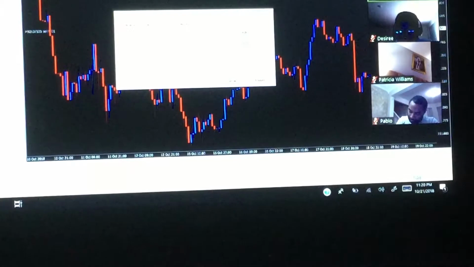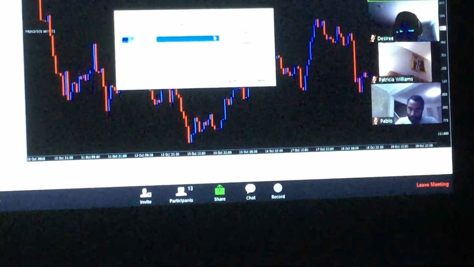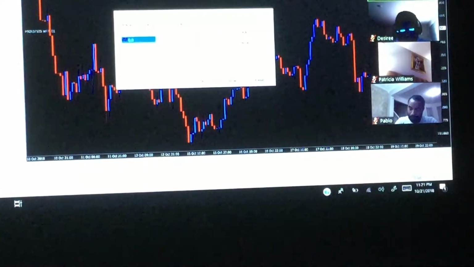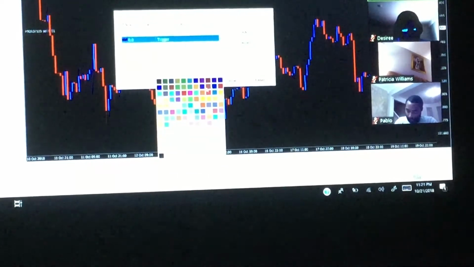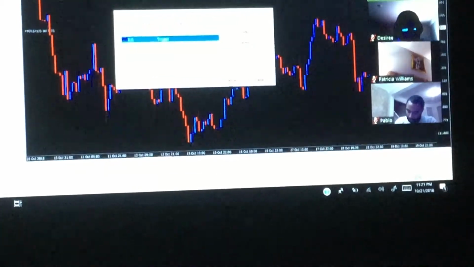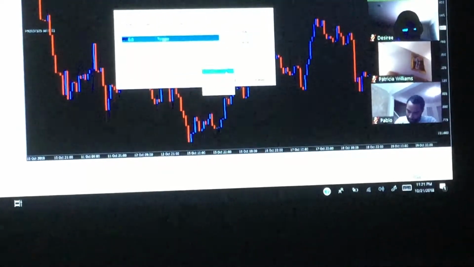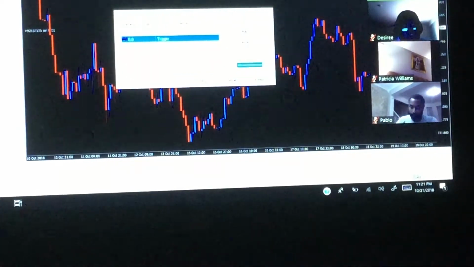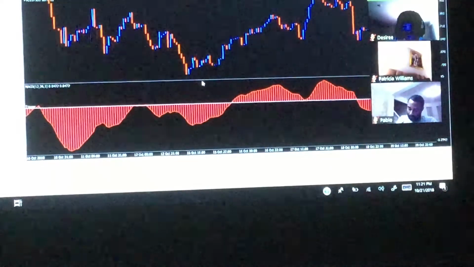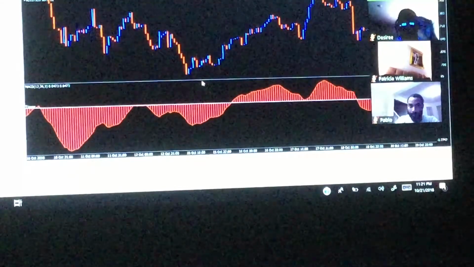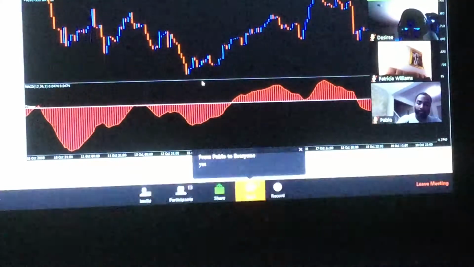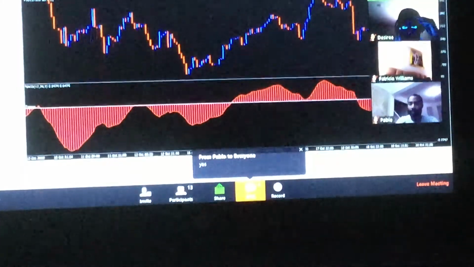Then I want to go to levels. Add level. Right here in the description, I'm going to double click in description, type the word trigger. This is my trigger line. Okay? I want to make this trigger line white. I do want to make it a line, and I do want to make it a little thicker so I can see. I'm going to click OK. Does everybody see how I did that? That's our first MACD level, or MACD indicator.